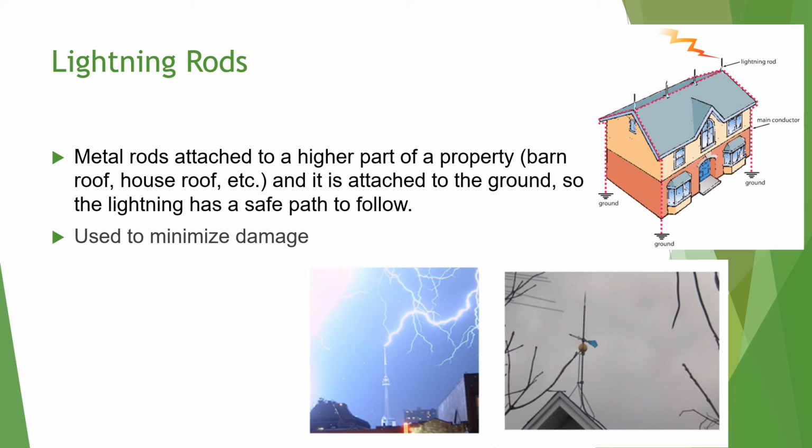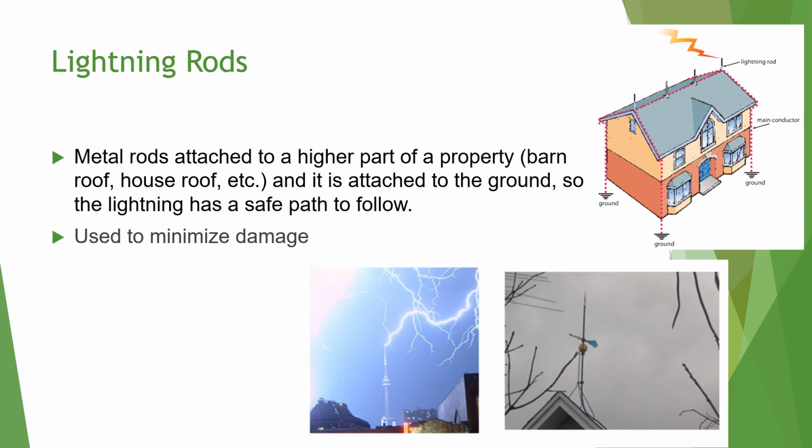Okay, so it says here lightning rods. Metal rods attached to a higher part of a property, like a barn roof or a house roof, and it is attached to the ground so that lightning has a safe path to follow. These are used to minimize damage.